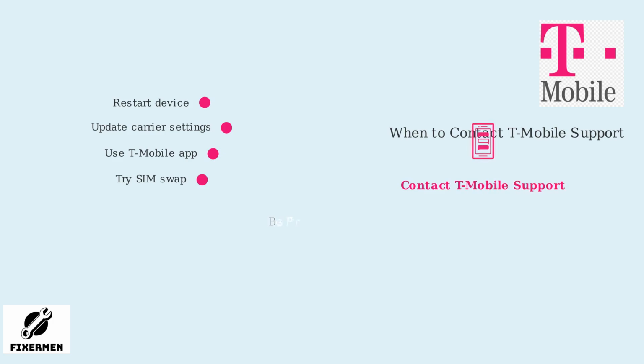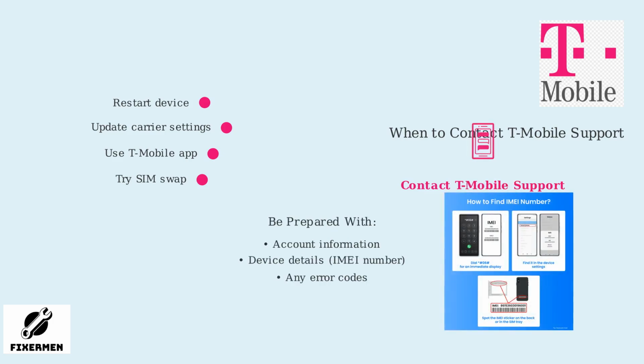If you've exhausted all the troubleshooting steps and your SIM is still not provisioning, it's time to contact T-Mobile customer support. They have access to advanced diagnostic tools and can escalate your issue to a network technician if necessary. Be prepared to provide your account information, device details, IMEI number, and any error codes you've encountered.